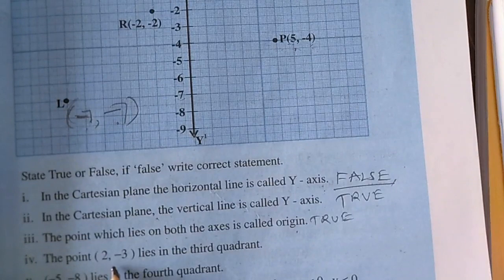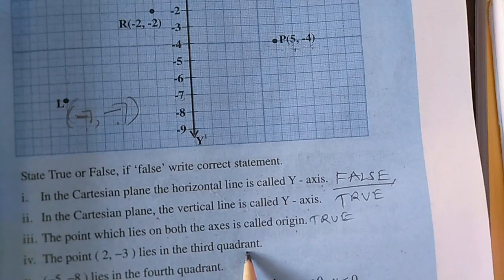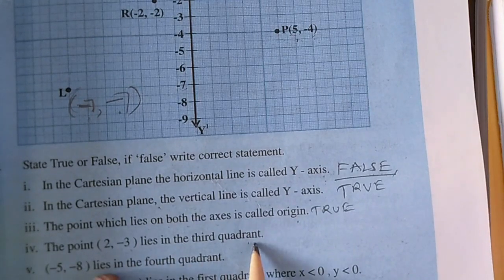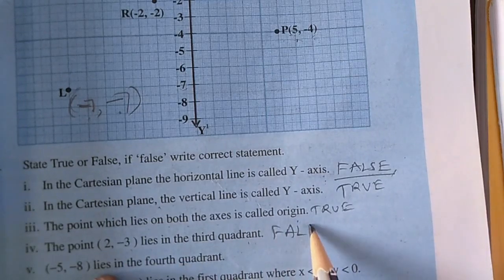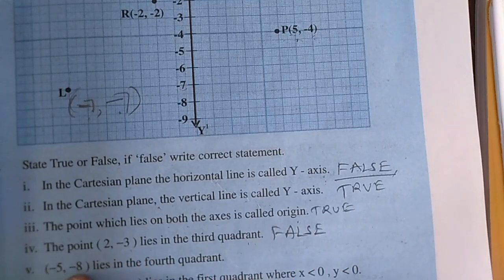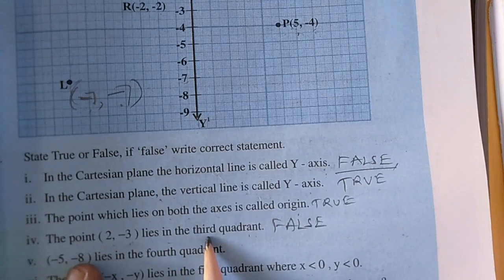Okay. Now the point 2 comma minus 3 lies in the third quadrant. In the third quadrant, x coordinate and y coordinate both should be negative, but here only y coordinate is given negative, x coordinate is given positive. So it does not lie in the third quadrant. So it is false. Why is it false? In the third quadrant, both x coordinate and y coordinate should be negative. Here only y coordinate is negative, x coordinate is positive. So it actually belongs to the fourth quadrant, but in the question it is given as third quadrant. That is why it is false.